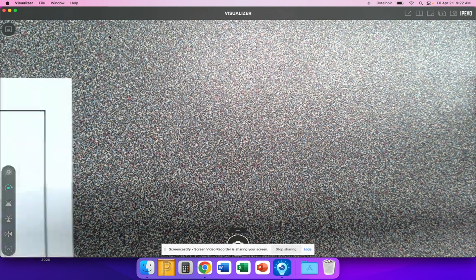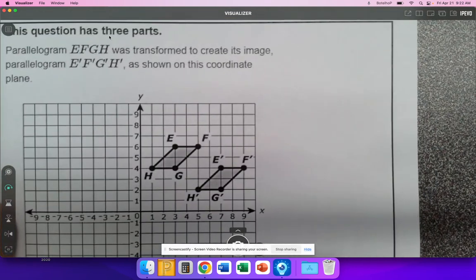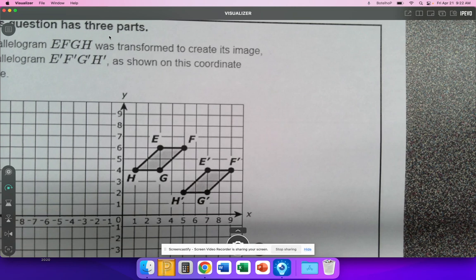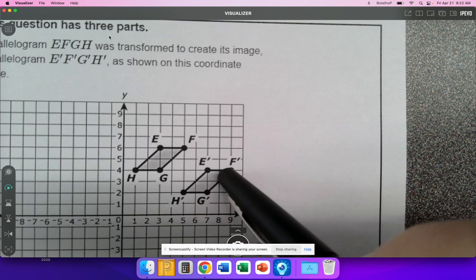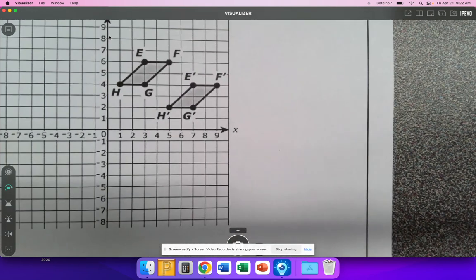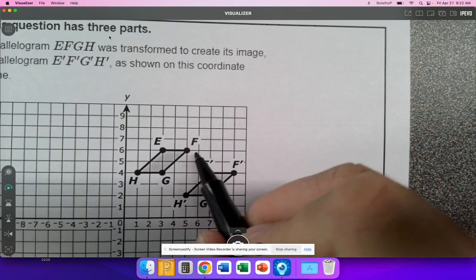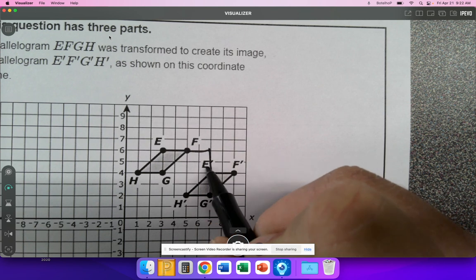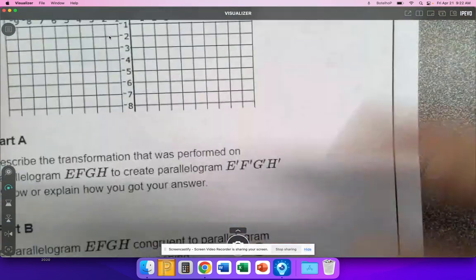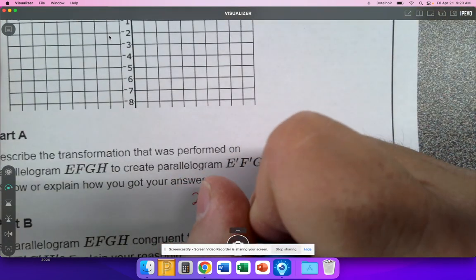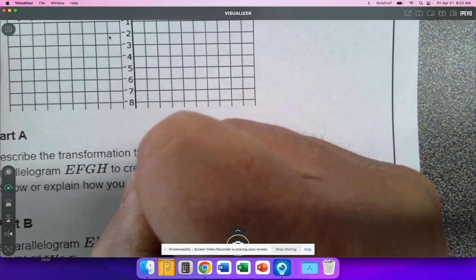All right. Let's take a look at this question here. So we're going from EFGH to this EFGH. First thing it wants to know is, what's happening to go from there to there? Well, it looks like we're translating, right? It looks like it's going 2 right and 2 down. So I would say 2 to the right and 2 down, translate.